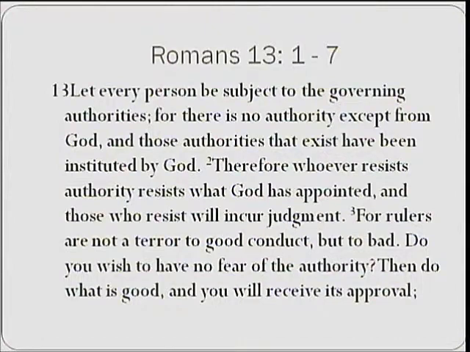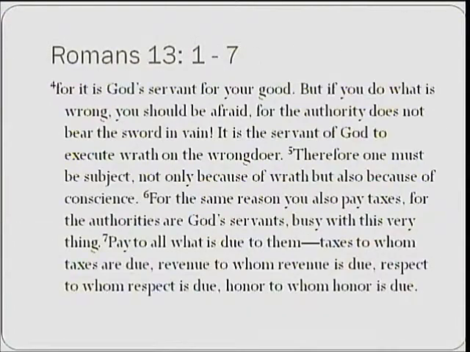Let every person be subject to the governing authorities, for there is no authority except from God, and those authorities that exist have been instituted by God. Therefore, whosoever resists authority resists what God has appointed, and those who resist will incur judgment. For rulers are not a terror to good conduct, but to bad. Do you wish to have no fear of authority? Then do what is good, and you will receive its approval. For it is God's servant for your good.